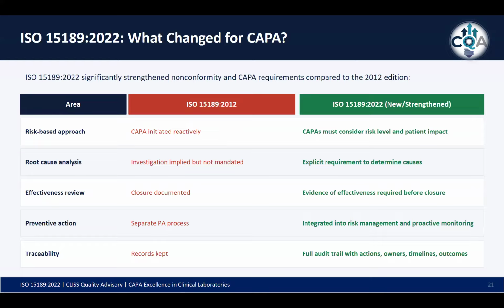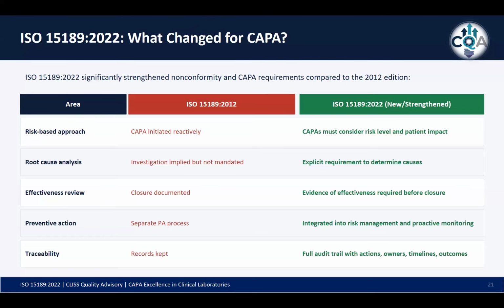Preventive action was a separate process in the 2012 version, but now it has been integrated across all the risk management, and proactive monitoring is then encouraged or required. We do need to implement risk management and proactive monitoring activities. In terms of traceability, yes, records will be kept. One NC form completed all the way to signing it off would have been okay.